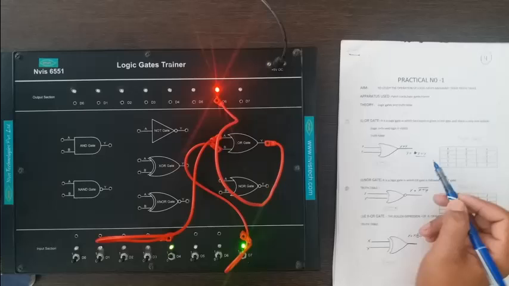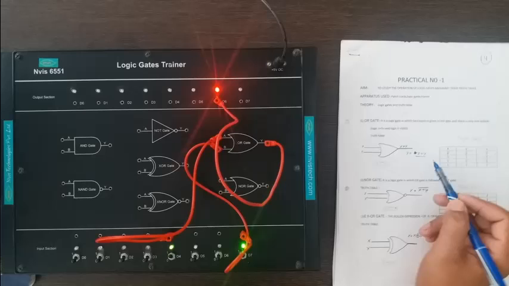Now the next gate is NOR gate. NOR gate is also called a universal gate. NOR gate is a combination of two gates, OR gate and NOT gate. You can see here, this is your OR gate. The bubble here means a NOT gate, you are using a NOT gate here. So the output of NOR gate will be like this.